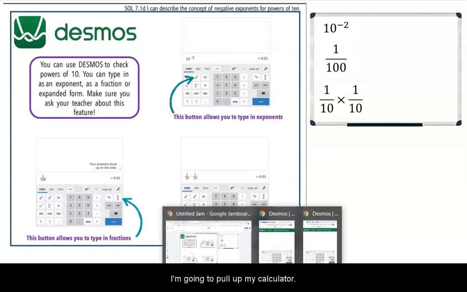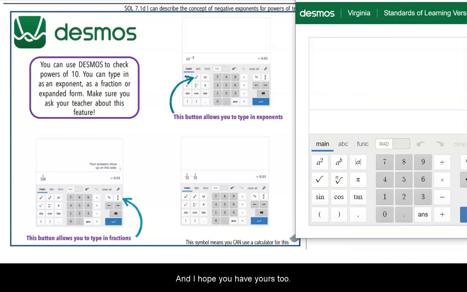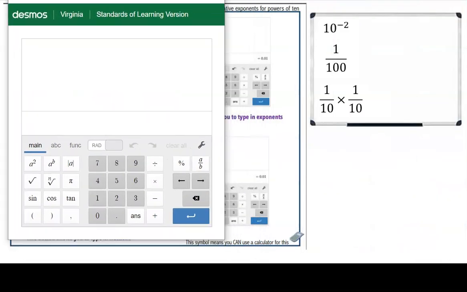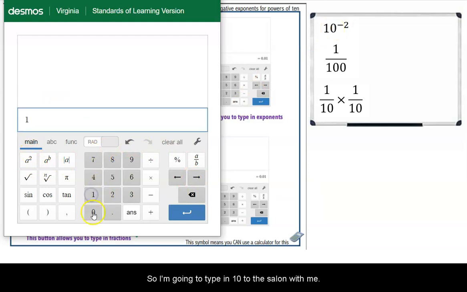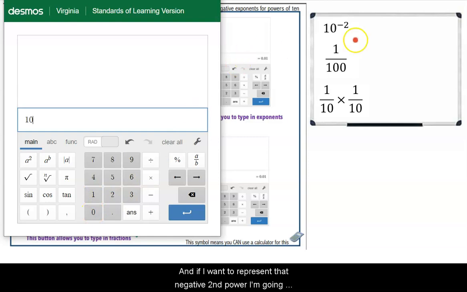So I'm going to pull up my calculator, and I hope you have yours too. And I'm going to practice taking these numbers and looking at the forms by using the calculator. So first I'm going to start with 10 to the negative second power. So I'm going to type in 10, do this along with me. And if I want to represent that negative second power, I'm going to click on this A to the B button. And notice that the cursor kind of moved up a little bit. And now I'm going to put in negative 2.